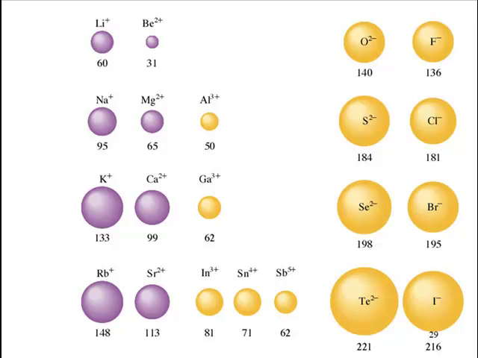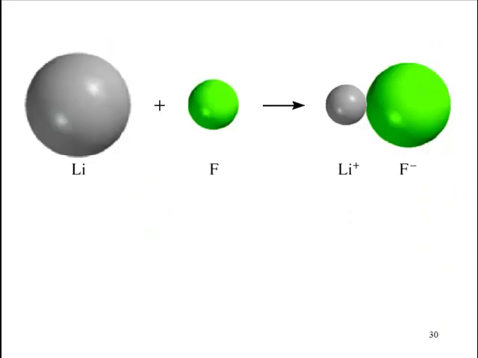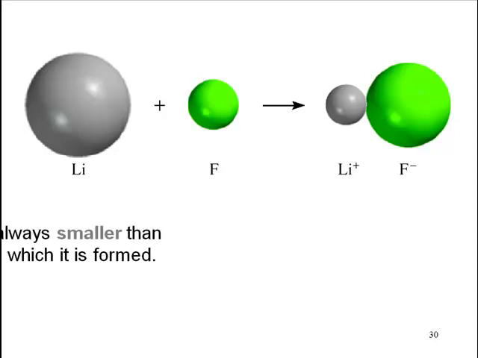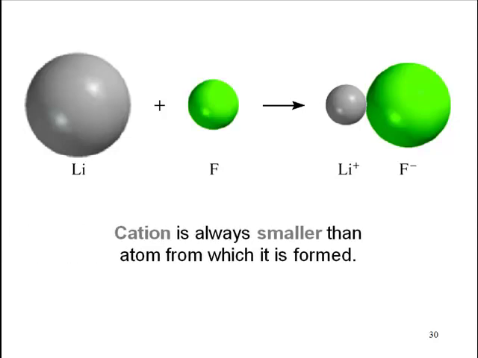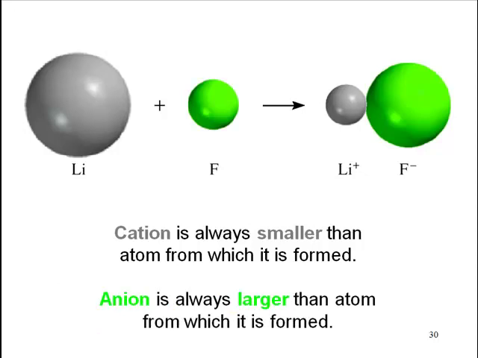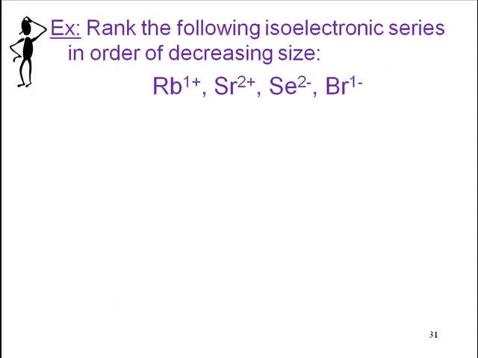So it's not an incredibly predictable pattern, but you do know that cations are always smaller than their original atoms, and anions are always larger than their original atoms. So lithium and fluorine, if they come together, fluorine's original atomic size is small, lithium's atomic size is large. Lithium loses that electron, fluorine's size gets big and lithium's size gets small, the lithium ion. A cation is always smaller than the atom from which it is formed. The anion is always larger than the atom from which it was formed. So, please rank the following isoelectronic series in order of decreasing size.